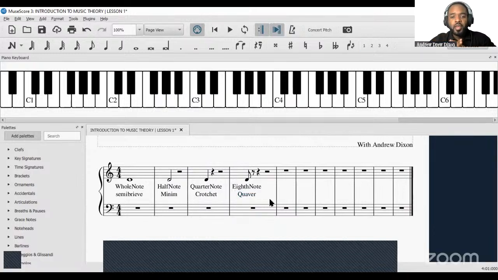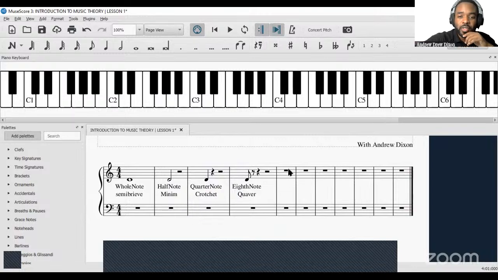Okay. So, what is the difference between these types of notes? The whole note gets 4 counts. The half note gets only 2 counts. The crotchet gets 1 count. The eighth note only gets half of a count.